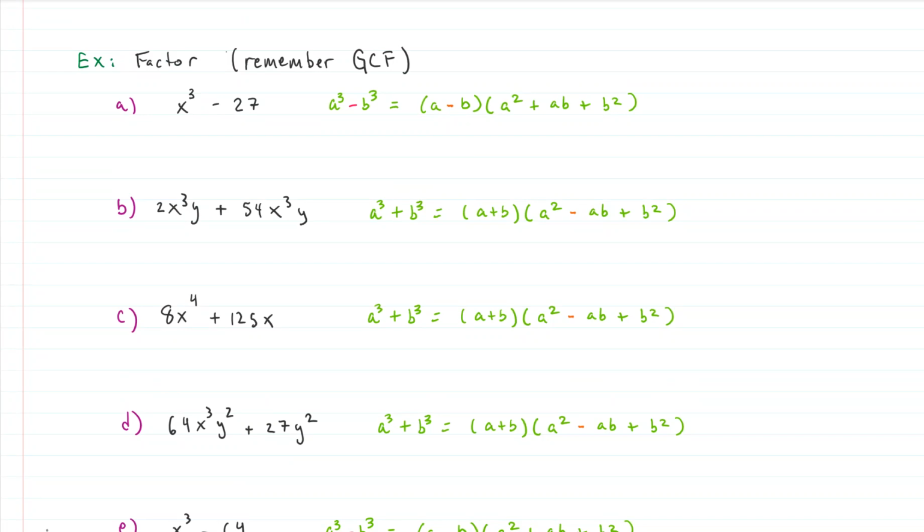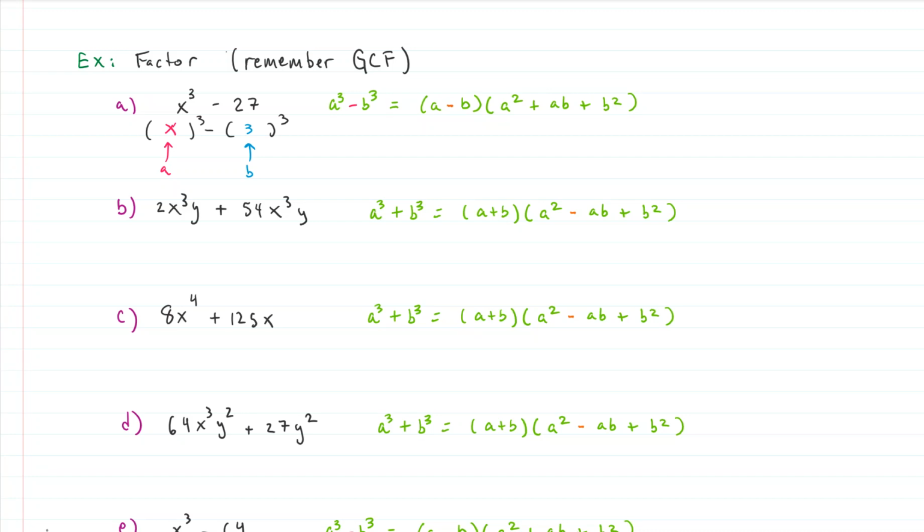X cubed minus 27. Can we rewrite that as something cubed minus something cubed? And yes, we can, because we have x for the a and 3 for the b, because 3 cubed is 27. So there we go. We have our a and our b. So we can literally just write out the answer.